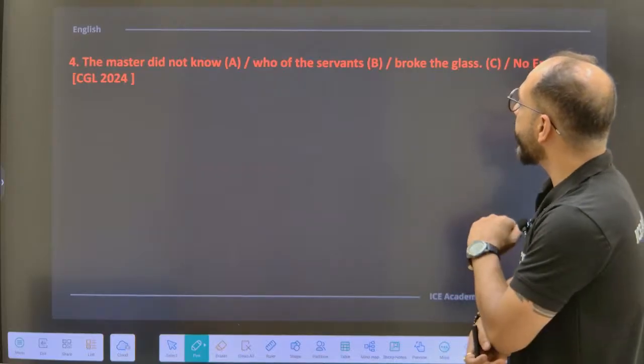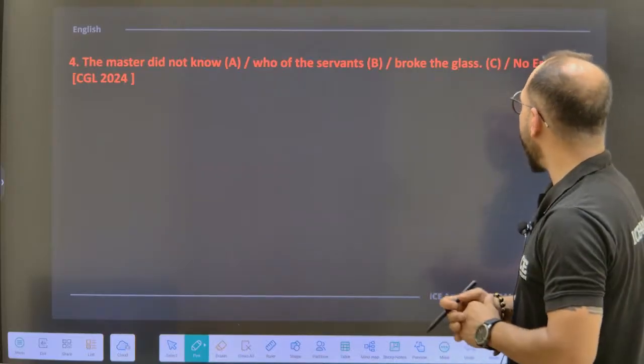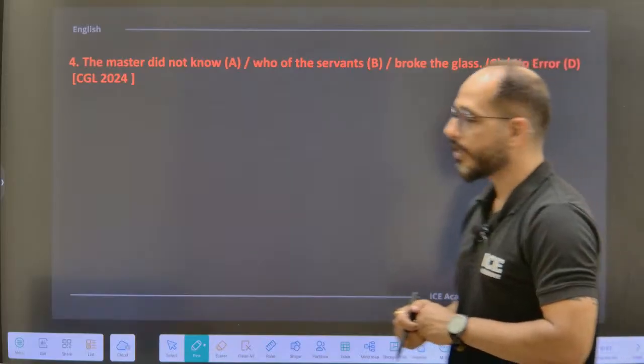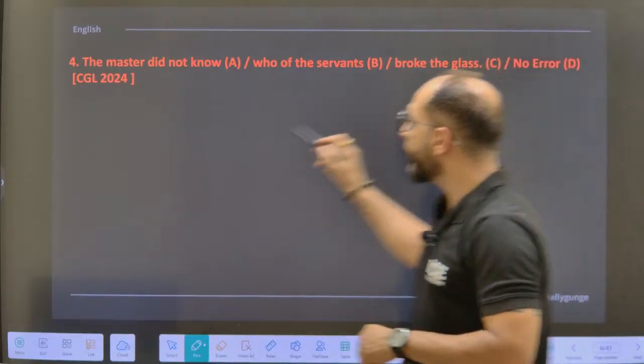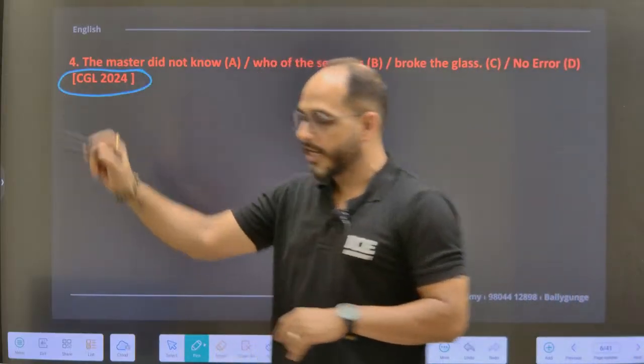The master didn't know who of the servants broke the glass. This is a question from CGL 2024.